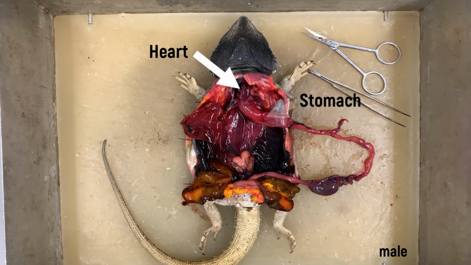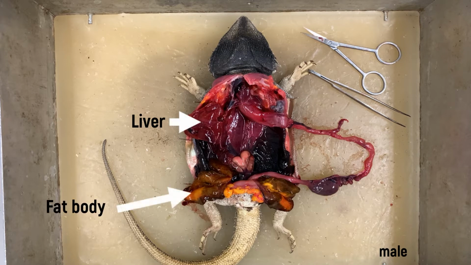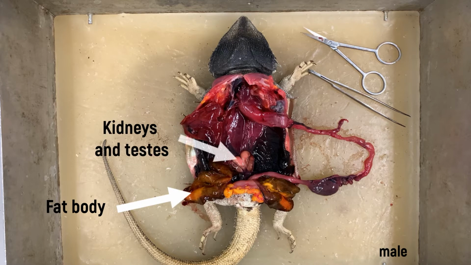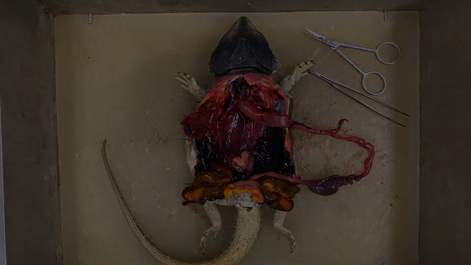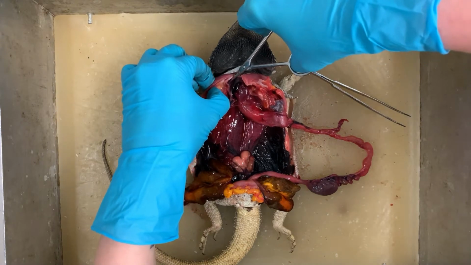The stomach of the bearded dragon is large and distensible. This specimen has large, bright yellow and brown fat bodies. These stores of energy can help it to survive during periods of relative starvation. The kidneys and testes are both large. They sit atop one another along the spine. We can remove the heart to examine it in more detail.